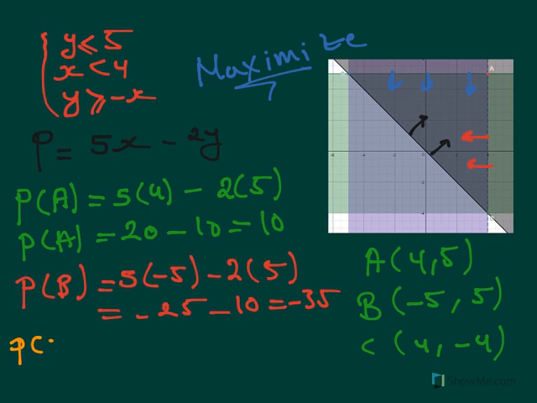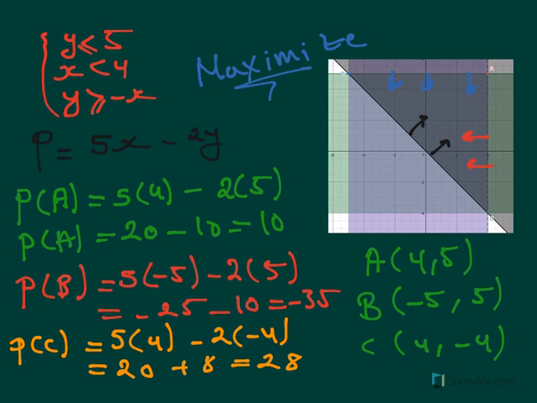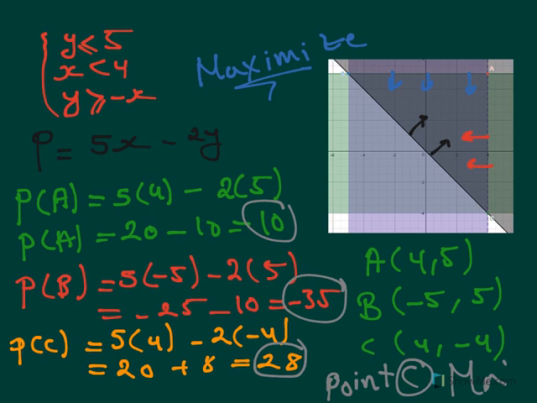The last one is P of point C, becomes 5 times 4 minus 2 times minus 4, and that gives me 20 plus 8, which is 28. And obviously the highest value I got is 28 compared to negative 35 and 10. So that means point C gives me maximum. So I will choose point C to be my maximum value.